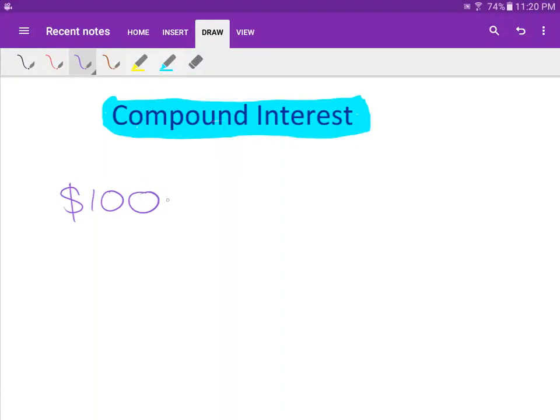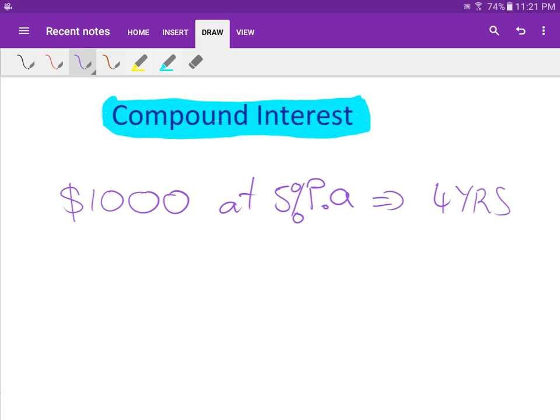Let's make it $1,000. Let's say I put $1,000 in the bank, and I receive an interest rate of 5% per annum, which means per year. Let's say I leave it there for 4 years. Now, how much will we have at the end of 4 years? At the end of 4 years, I will still have $1,000, but I will have interest as well, because the bank pays me.